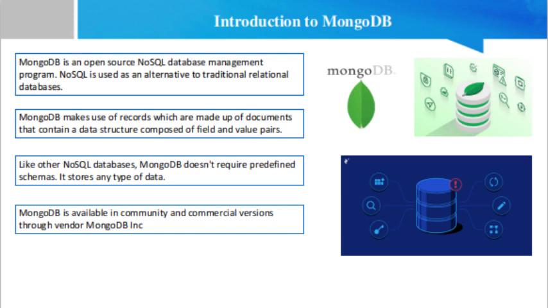Friend, MongoDB makes use of records which are made up of documents that contain a data structure composed of field and value pairs. Documents are the basic unit of data in MongoDB. The documents are similar to JavaScript object notation but use a variant called binary JSON. The benefit of using BSON is that it accommodates more data types.